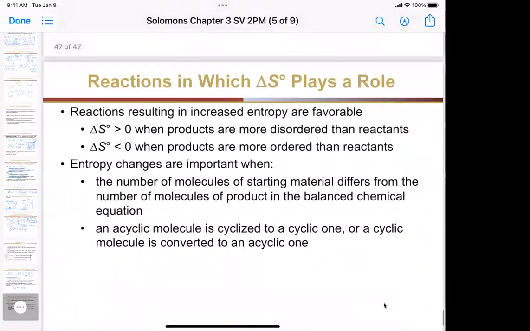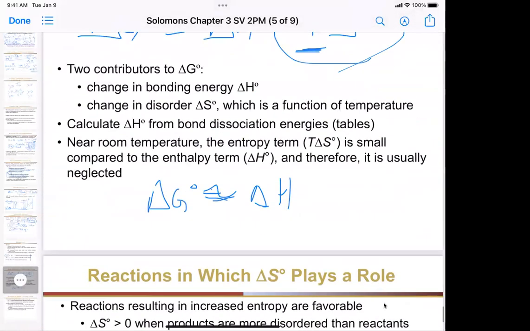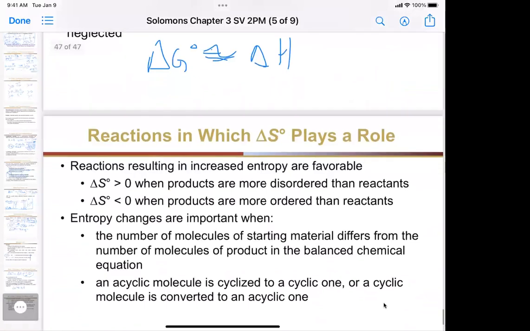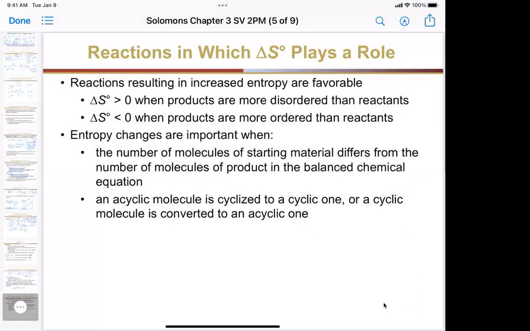Okay, so what this means is with this simplified setup, we have that if entropy is positive, then products are more disordered than the reactants. Entropy's gone up, we have more disorder. If the entropy is negative, we have less disorder. Now, what do we mean by less disorder?